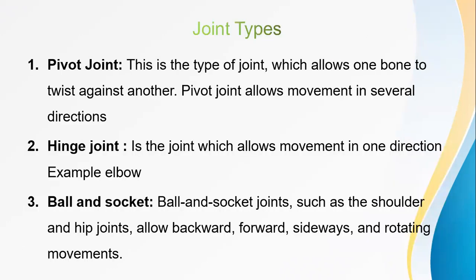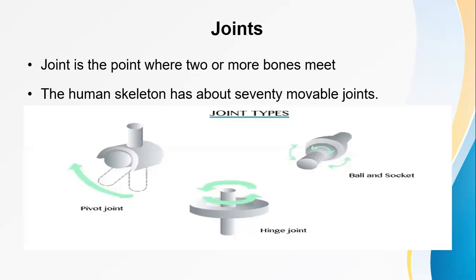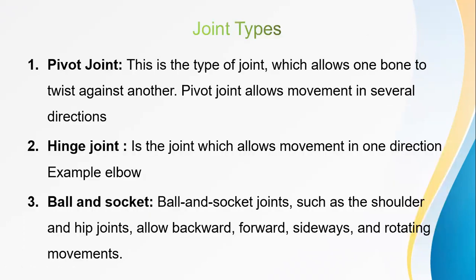Now let's see the pivot joint. This is the type of joint which allows one bone to twist against another. It's a kind of joint that allows movement in several directions. As you can see here in our illustration, in the pivot joint, this is how it shows the movement which can occur. It can either go to the upper side or the downward side. So this pivot joint allows movements in several directions.